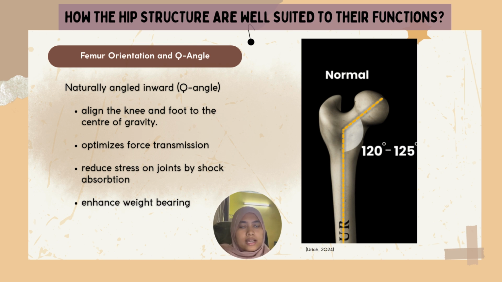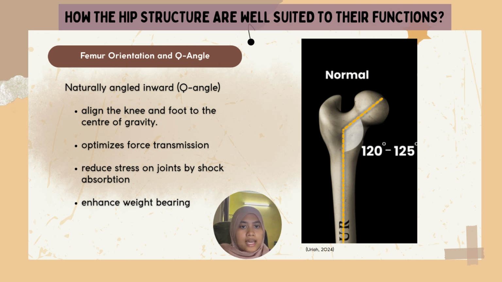Another key function of the hip structure is its ability to absorb shocks and minimize joint stress. By distributing these impact forces, the hip prevents excessive pressure on the knees and lower limbs. This shock absorption mechanism is essential for long-term joint durability, allowing for repetitive movements such as walking and running while maintaining comfort.